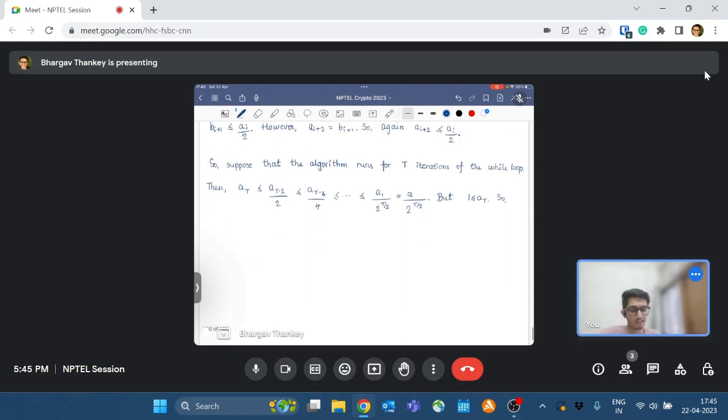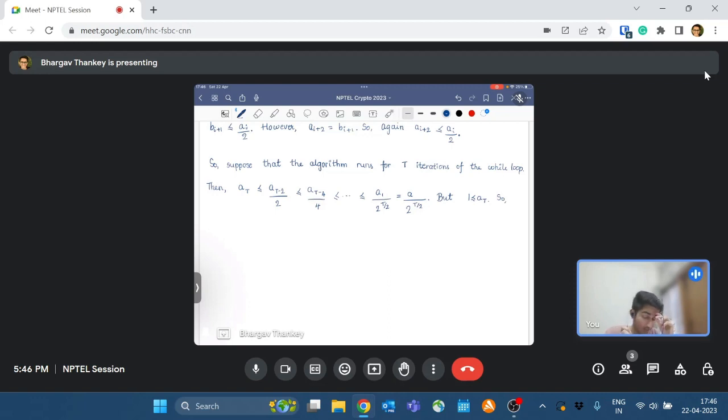Yeah, so it's also clear from the algorithm that a_t is always going to be greater than or equal to 1. Why? Because b_t is going to be less than or equal to a_t. So if a_t is not at least 1, a_t and b_t are both 0. But in that case, b_{t-1} would have been 0, and we would have stopped at the (t-1)th iteration itself, right? So the fact that the t-th iteration was executed means that a_t is at least 1.